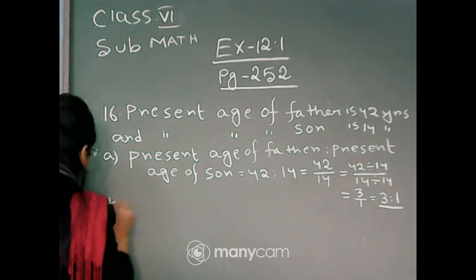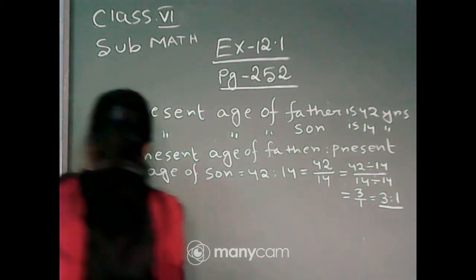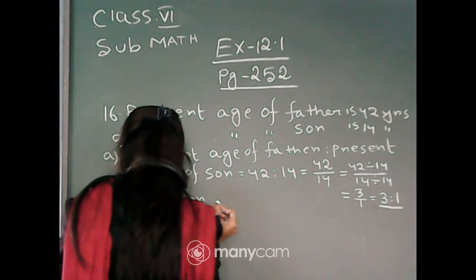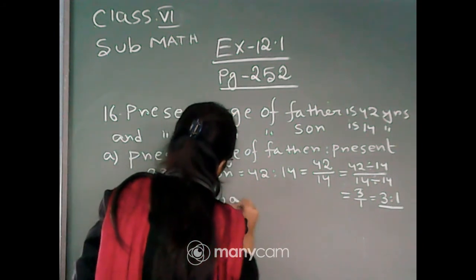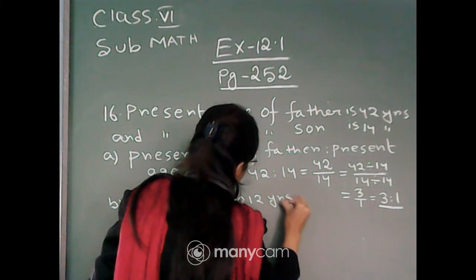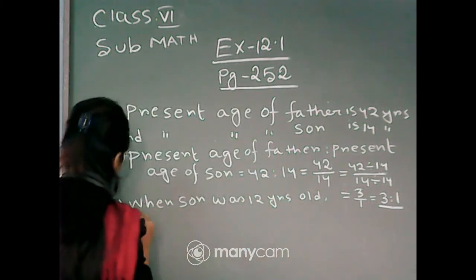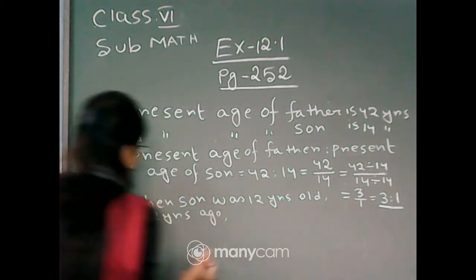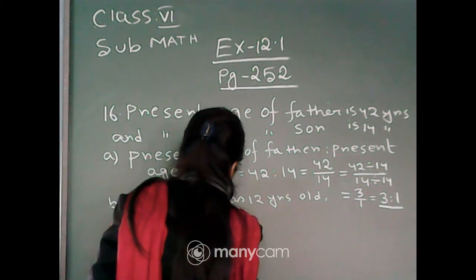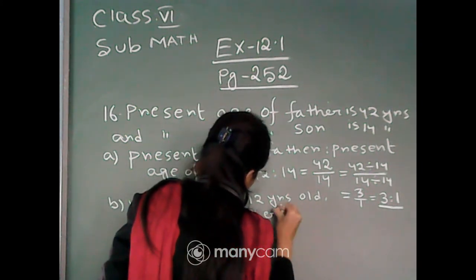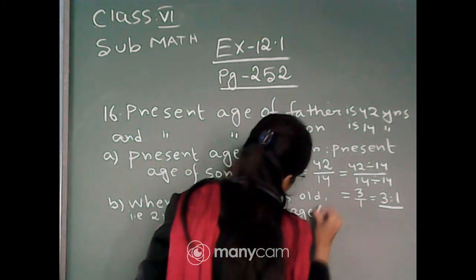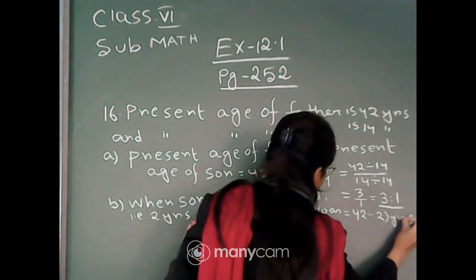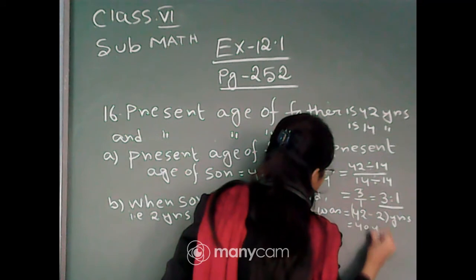Next, question 16B. When son was 12 years old, that is 2 years ago, father's age was 42 minus 2 years. That is 40 years.